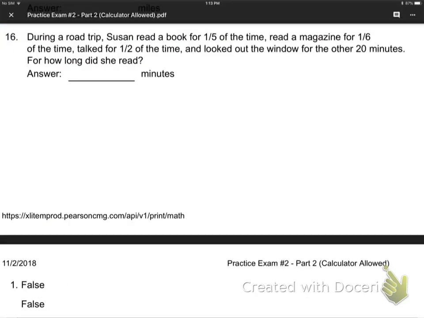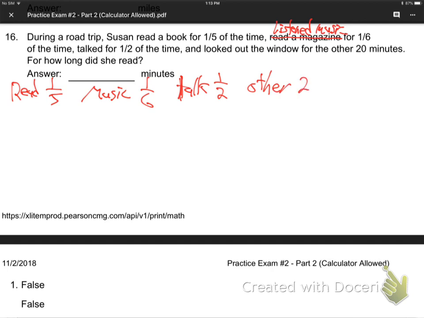Okay, so I'm going to make a slight change to this problem number 16. This should say, listen to music. Okay, so Susan read for 1/5 of the time, music for 1/6 of the trip, talked for half the trip, and then there's another 20 minutes. So that's her whole trip. That's her whole entire trip.